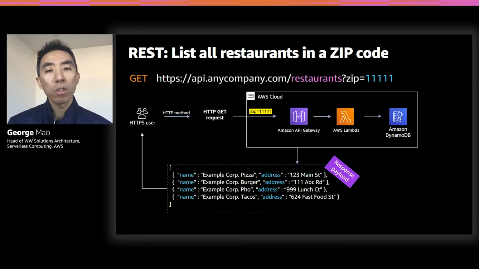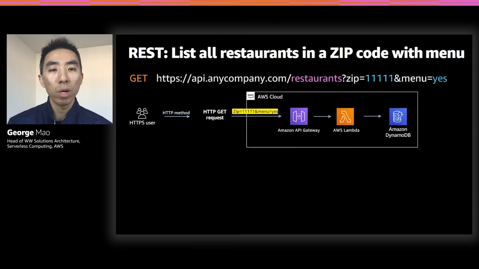So if I wanted to list all restaurants in a zip code, but also provide the menu for each restaurant, there's a couple of different ways to do that. In this option, I'm basically providing the option to list a menu option using a query string parameter. So as you can see here, my request now includes a zip parameter as well as a menu parameter of yes. So when this happens, the client sends a zip of 11111 and a menu option of yes to API Gateway during the request.